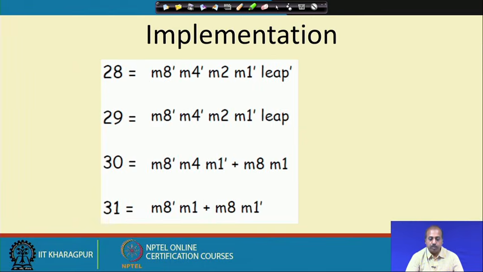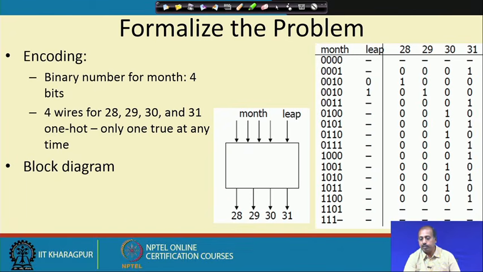Once you have made the truth table, you can write down the corresponding combinational function. So, 28 is M8 bar, M4 bar, M2, M1 bar, leap bar. You see that 28 is 1 only for this combination. So, all these bits M8 bar.